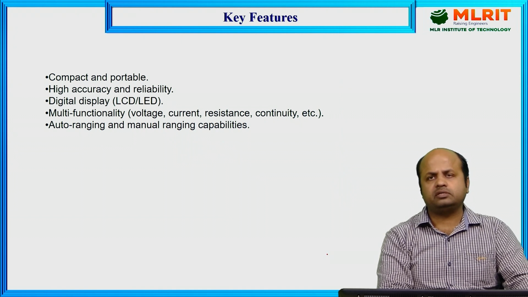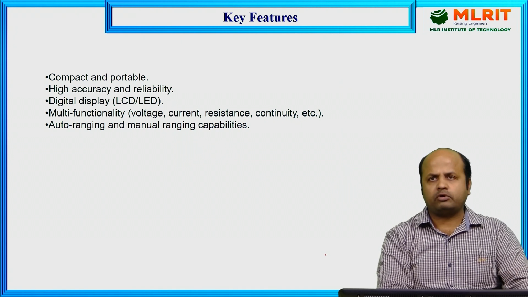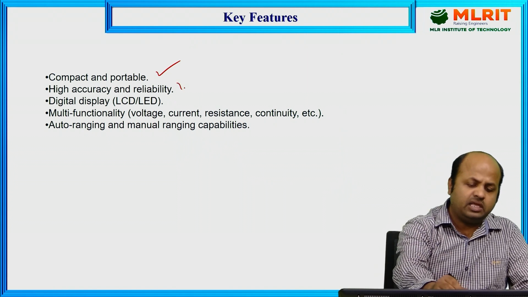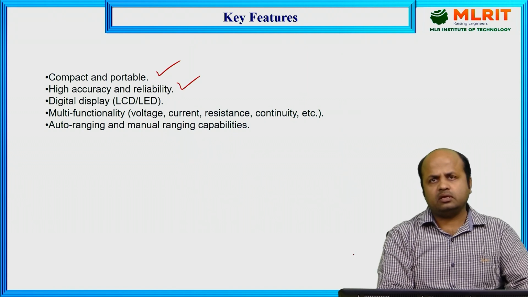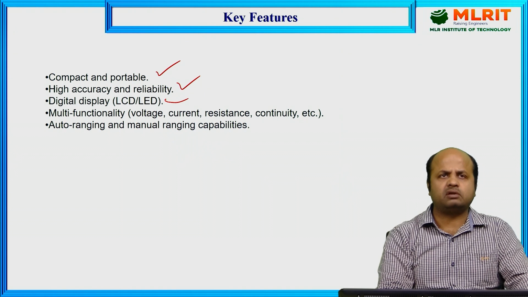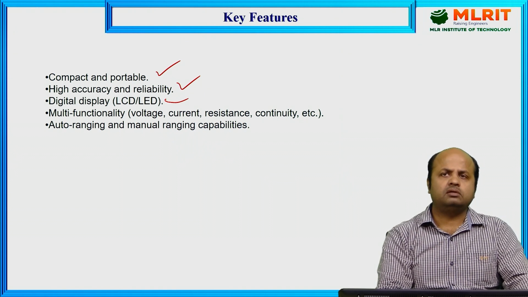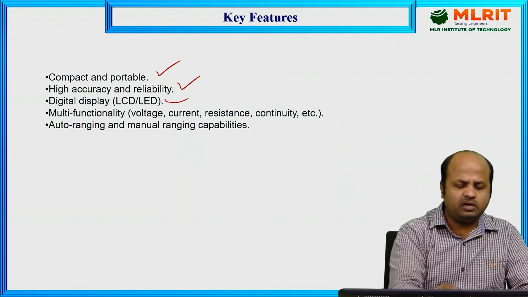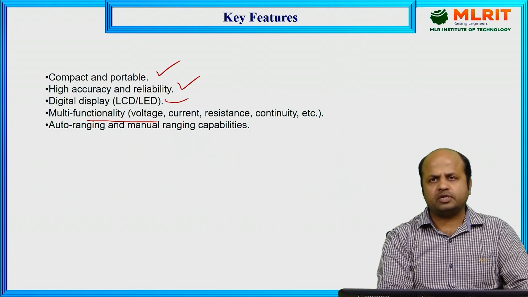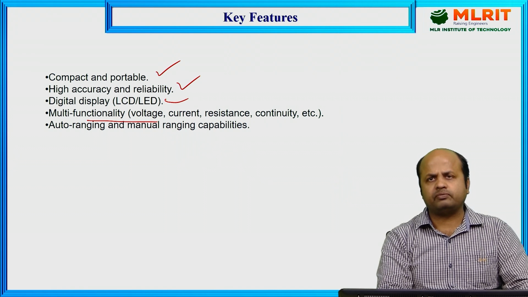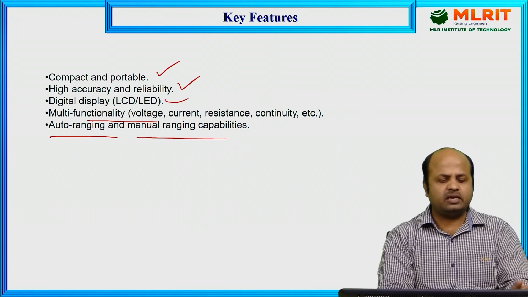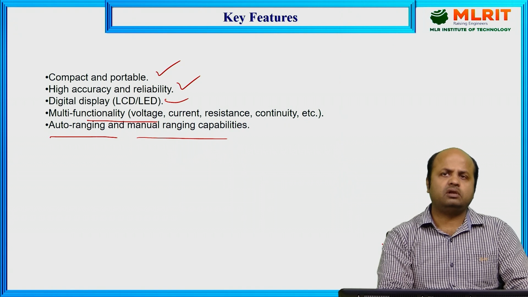What are the key features of a digital multimeter? Why would you want to use it? It is compact and portable. First feature is that digital multimeters are very compact and portable. Second feature is that they are highly accurate and reliable. And third is that it has a digital display, so taking observations in the digital multimeter is very easy as compared to traditional meters. Then it provides multi-functionality. It can measure, as I already discussed, voltage, current, resistance, continuity, diode testing, transistor, capacitance, temperature, frequency, etc. And the final feature is that it has auto ranging and manual ranging capability. It can adjust its range depending on the input signal magnitude.